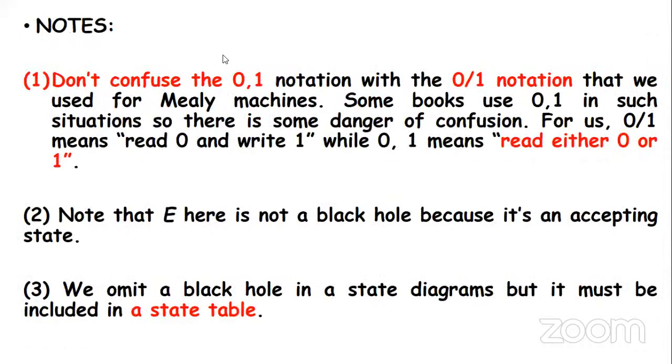So note, don't confuse the 0, 1 notation with the 0/1 notation that we use for Mealy machine. Some books use 0, 1 in such situation, so there are some dangers of confusion. For us, 0/1 means read 0, write 1, or output 1, while 0, 1 means read either 0 or 1. So note that E here is not a black hole because it is an accepting state, as we have earlier said that a black hole is not an accepting state.